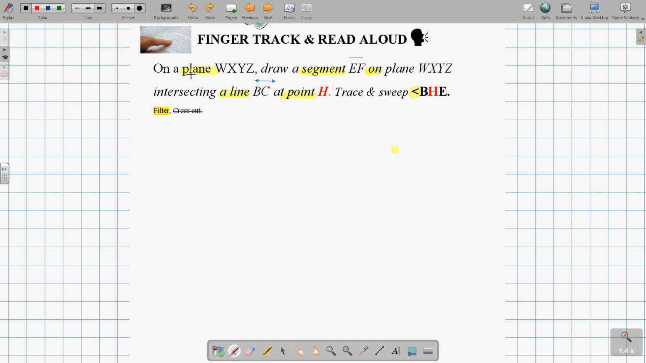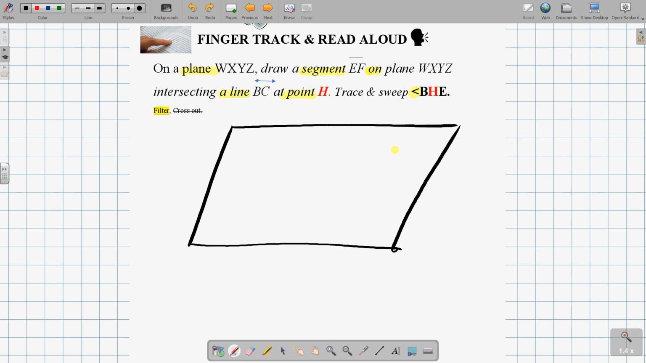Let's start one at a time. Let's make ourselves a plane. Think of a plane, usually it's good to visualize it like a tabletop. Tilt it just a bit to get a 3D effect. Doesn't matter where you start that W. I could start the W here, here, here, or here. It does not matter. What does matter is I go clockwise or counterclockwise in my labeling. I'm going to start over here, W, X, Y, Z.